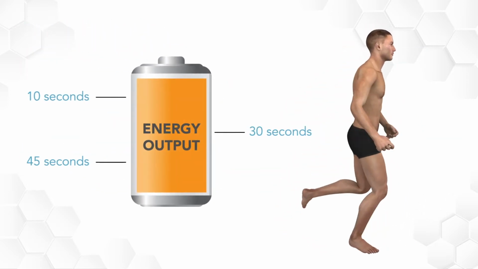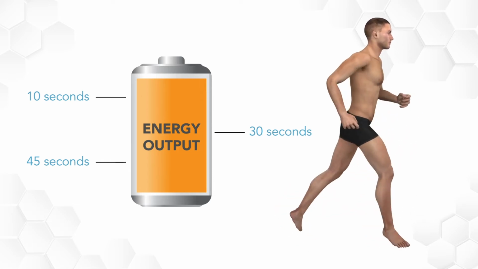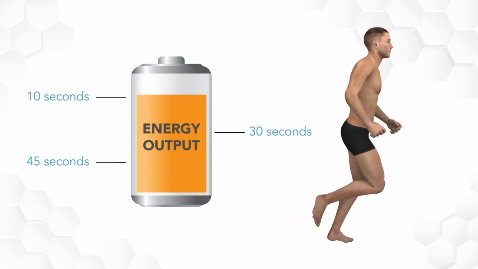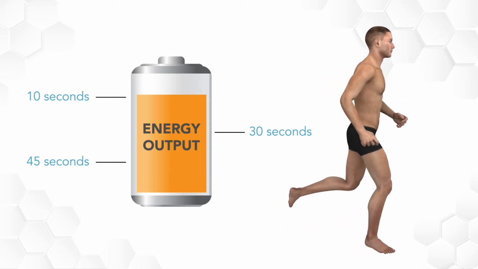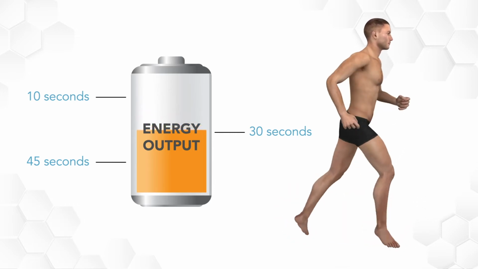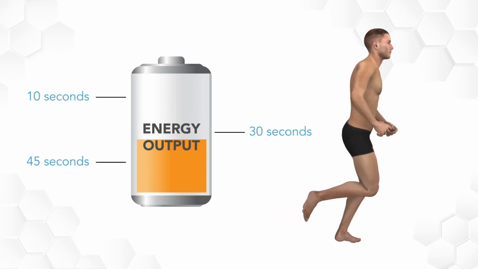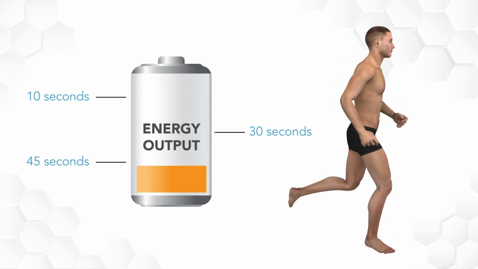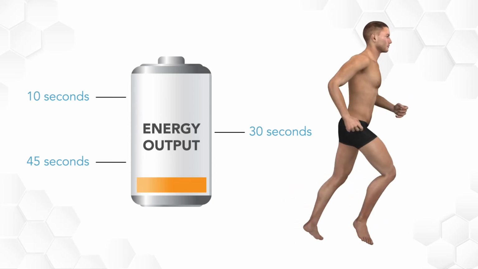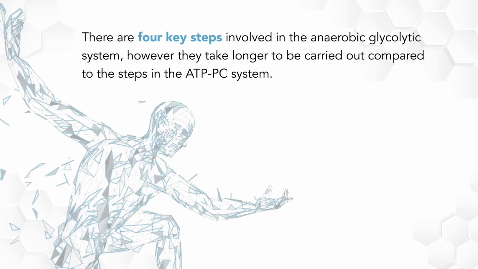The contribution of the anaerobic glycolytic system to energy production increases rapidly after the initial 10 seconds of intense exercise. This coincides with a drop in power output as the immediately available phosphagens, ATP and PC, begin to run out. By about 30 seconds of sustained activity, the majority of energy comes from the anaerobic glycolytic system. At 45 seconds of sustained intense activity, there is a second decline in power output. Exercise beyond this point has a growing reliance on the aerobic energy system as the anaerobic glycolytic system starts to fatigue.